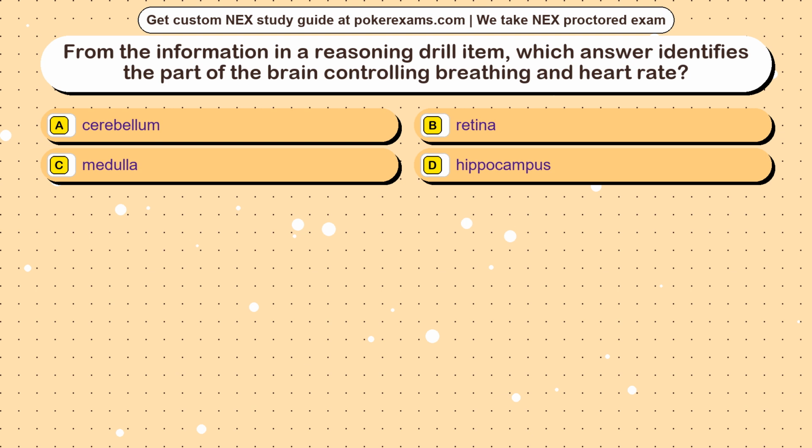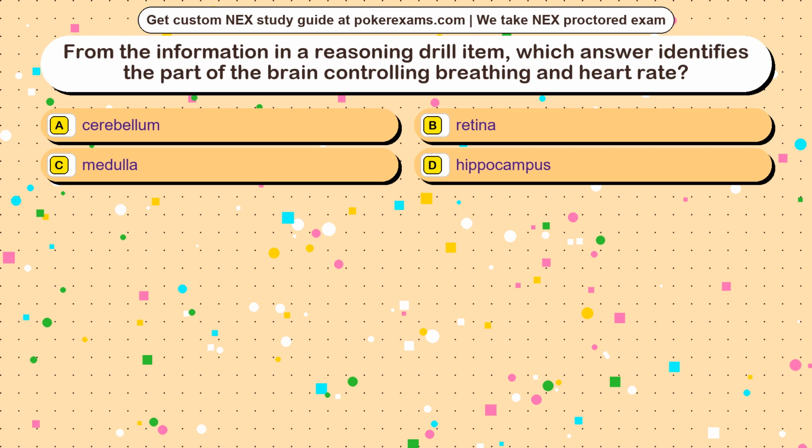Question 22. From the information in a reasoning drill item, which answer identifies the part of the brain controlling breathing and heart rate? Option A, cerebellum. Option B, retina. Option C, medulla. Option D, a hippocampus.